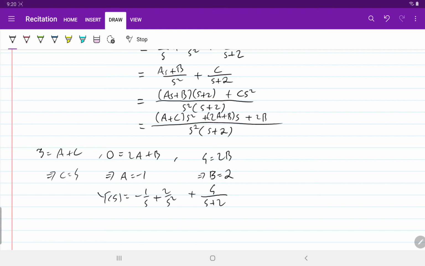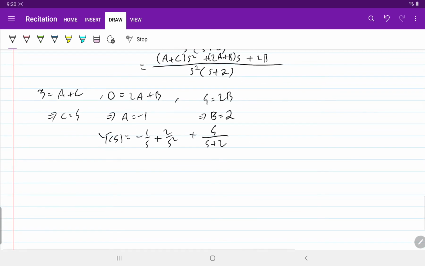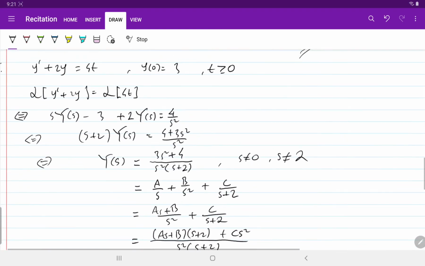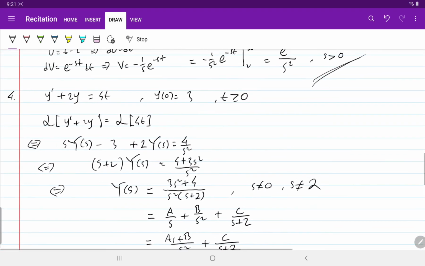To find the solution, you take the inverse Laplace transform of Y of s. So 1 over s is 1, giving minus 1. 1 over s squared is t, so 2 times t, and then plus 4 e to the power minus 2t, for t greater than or equal to 0. Okay, so this is the solution of the differential equation.